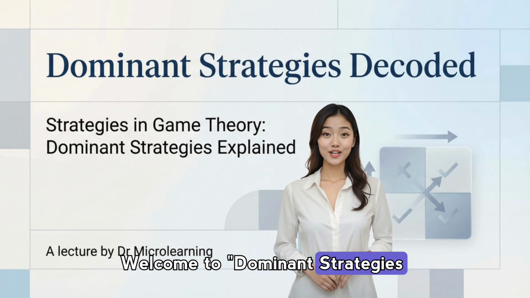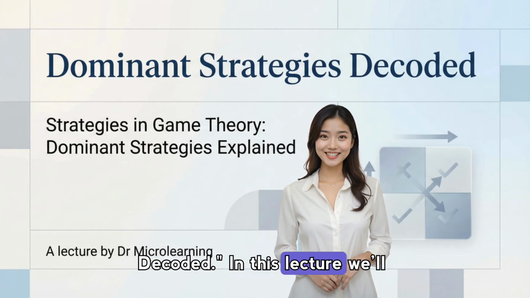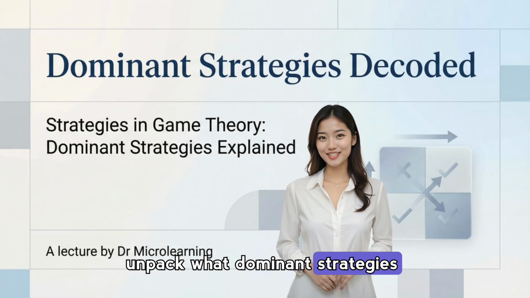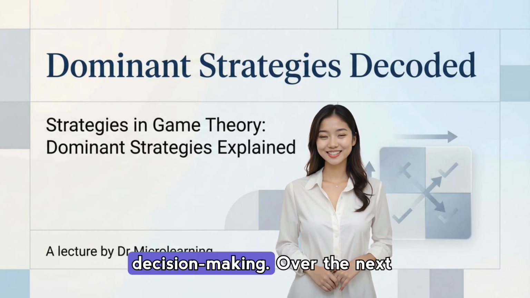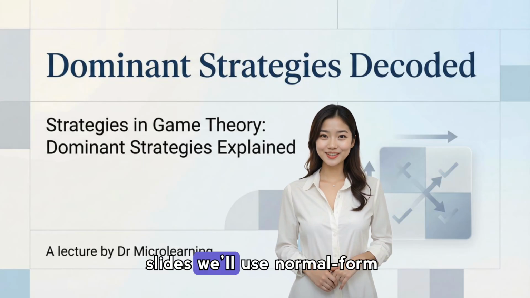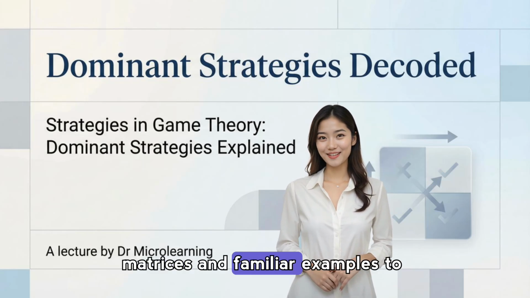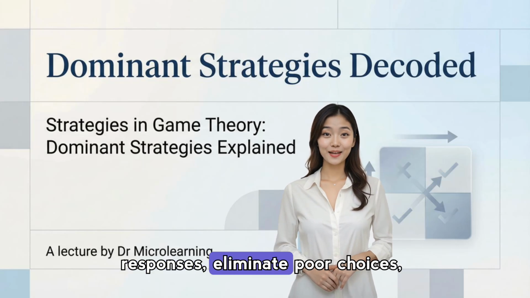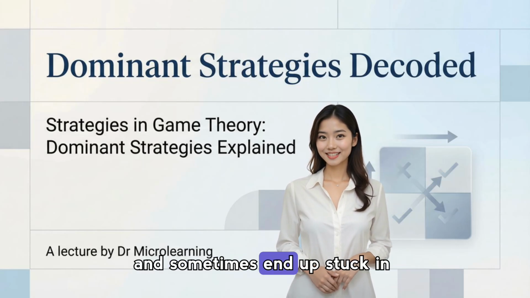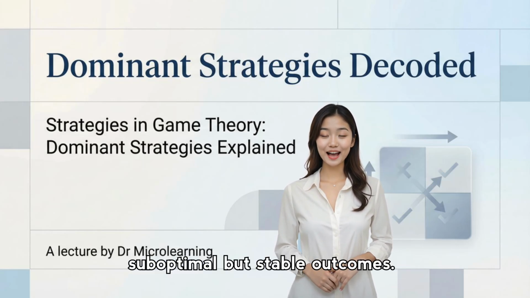Welcome to Dominant Strategies Decoded. In this lecture, we'll unpack what dominant strategies mean in game theory, why they matter, and how they guide rational decision-making. Over the next slides, we'll use normal form matrices and familiar examples to show how players identify best responses, eliminate poor choices, and sometimes end up stuck in suboptimal but stable outcomes.